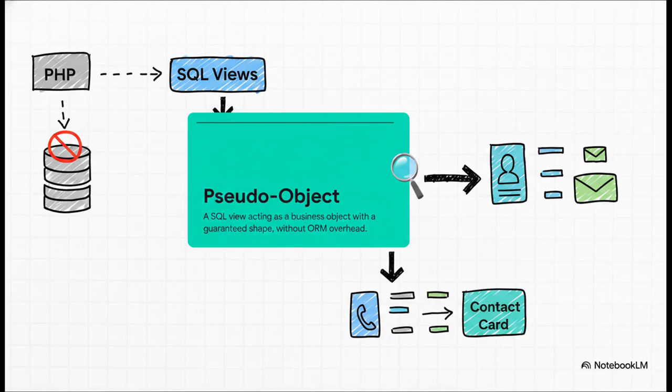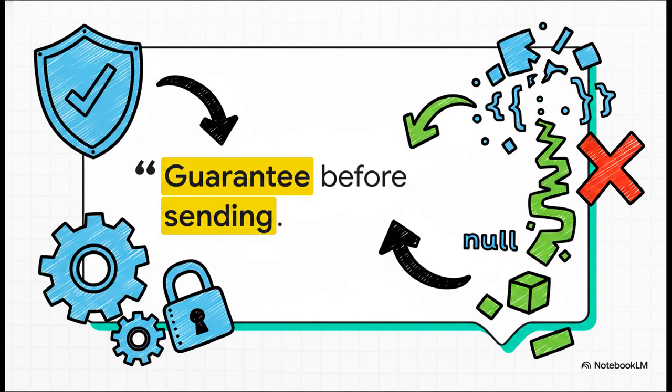Think of these views as pseudo-objects. They give you a stable name, a guaranteed sequence of fields, and clear responsibility. Basically, you get the awesome benefits of interface segregation, but applied directly to relational data. PHP doesn't have to guess how to assemble a complex contact card. It just asks the database, and the database hands back the fully shaped object. Guarantee before sending. I just love that. It's a punchy maxim that drives the entire data layer.